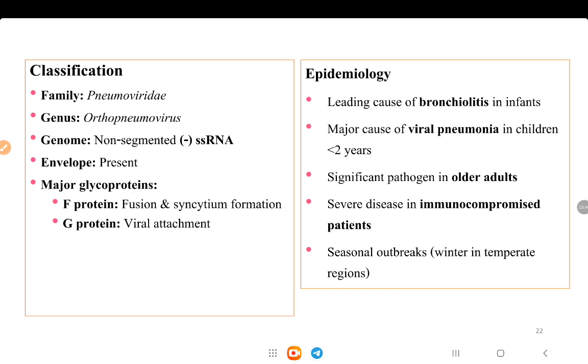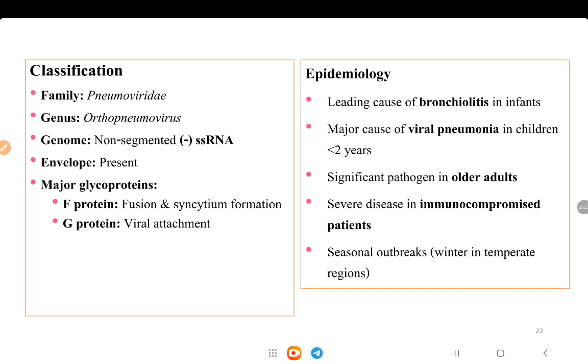The main glycoproteins found in the envelope are the F protein, responsible for fusion with cells, and the G protein, needed for viral attachment to the host cell. Generally, respiratory syncytial virus is the leading cause of bronchiolitis in infants, and of viral pneumonia in children less than 2 years. It is also a significant pathogen in elderly adults, and can cause severe disease in the immunocompromised.